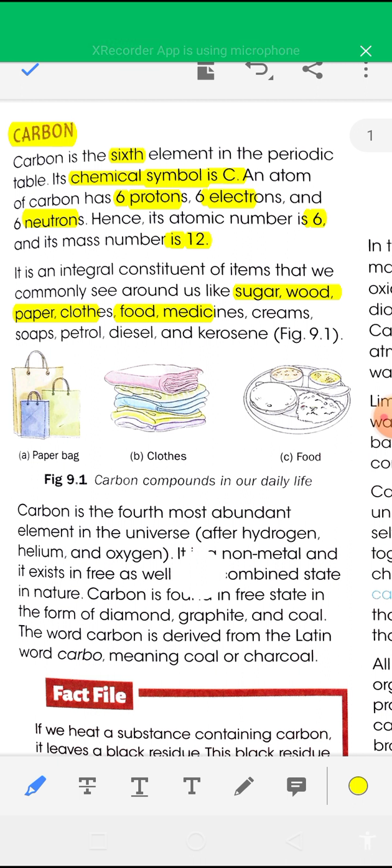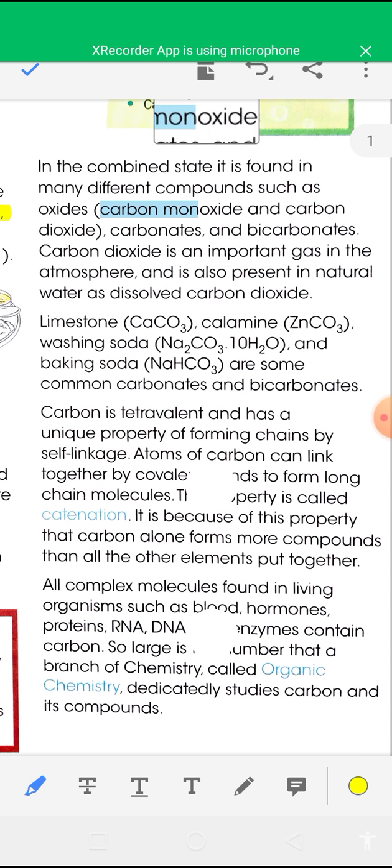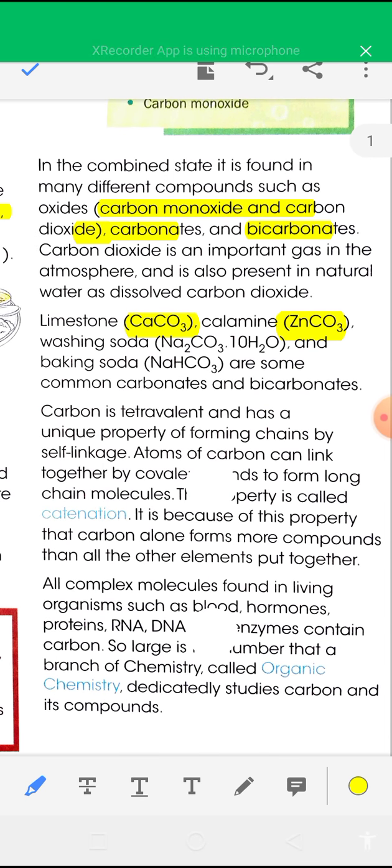Carbon is found in free state in the form of diamond, graphite and coal, and it is also found in combined state in different compounds: carbon monoxide, carbon dioxide, metal carbonates, metal bicarbonates. In limestone that is CaCO3, in calamine that is ZnCO3, in washing soda that is Na2CO3, carbon is present in combined state. So carbon can exist in free state as well as in combined state.